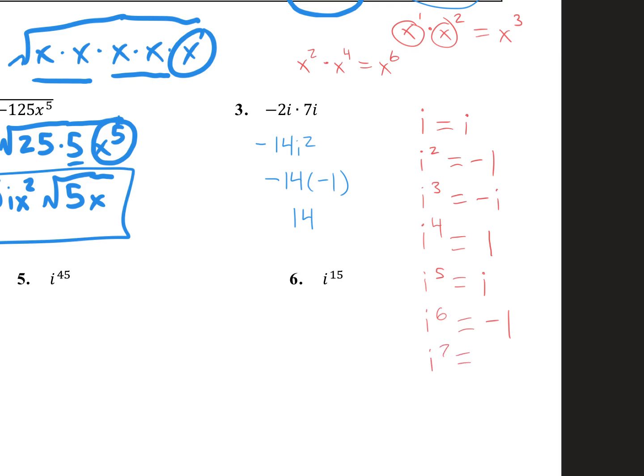All right, I to the seventh. Again, it doesn't matter what you choose. We have a lot of options: 1 and 6, 2 and 5, 3 and 4. All right, I'm going to use 2 and 5.